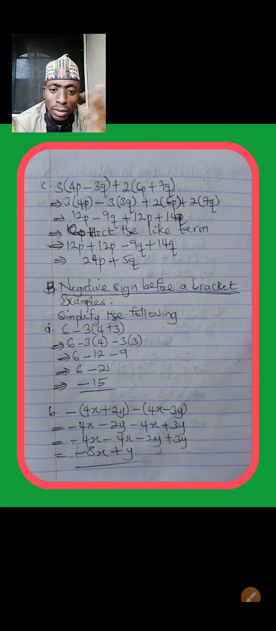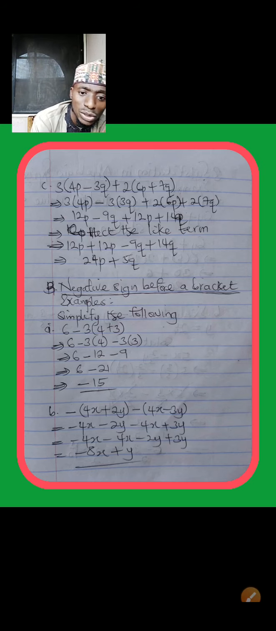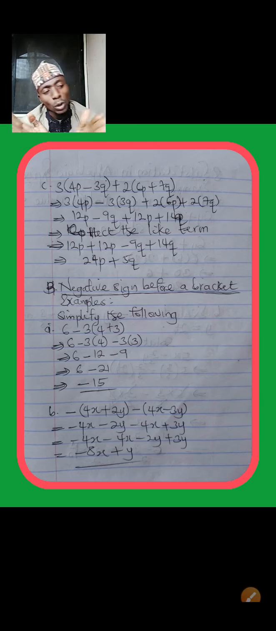So you collect like terms: minus 4x minus 4x, minus 2y plus 3y. So minus 4x and minus 4x, we are owing 8 naira altogether. That's minus 8x. So plus y. Why is that place y? Minus 2y plus 3y. You have 3 naira and you are owing 2 naira. So if you pay the 2 naira, you will be having 1 naira left with you. That's why it is y, and y can be 1y or y. So that's why the answer is minus 8x plus y.